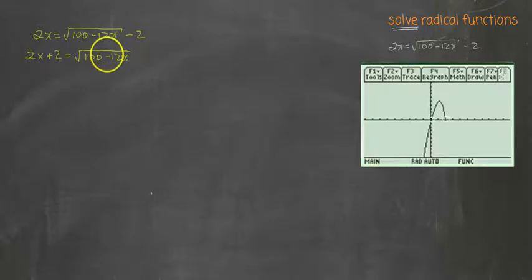Now if I square both sides of the equation, the square root squared gets rid of the radical. So if I do that, I lose the radical and I have 100 minus 12x on the right-hand side. Now the left-hand side is different, right? Because I'm going to square this, which means I'm squaring a binomial. So the square of this binomial would be 4x squared plus 2x times 2 is 4 times another 2 is 8x plus 2 squared is 4.